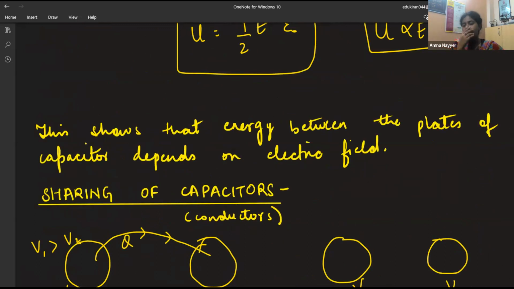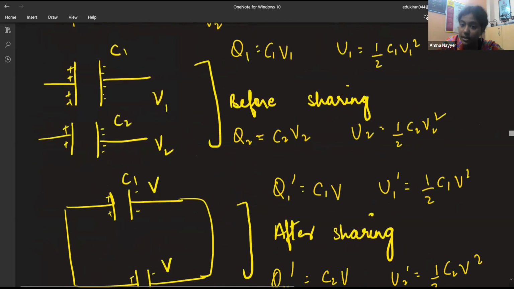So sharing of capacitors is mainly you have two conductors. You have two capacitors. One is having higher potential, another one is having lower potential. Please listen to it carefully, class. Now the charges will flow from the higher one and the lower one will gain those charges. Till the time both acquire the same potential, the charges will keep on flowing. This is the principle of sharing of capacitors, the basics of sharing of capacitors, because questions are based upon this.